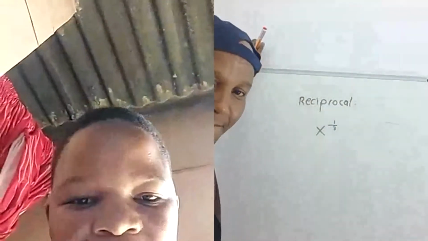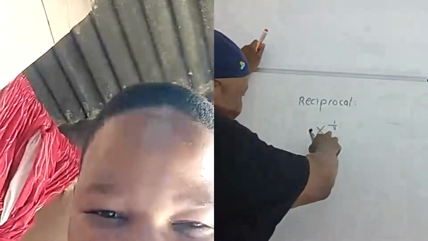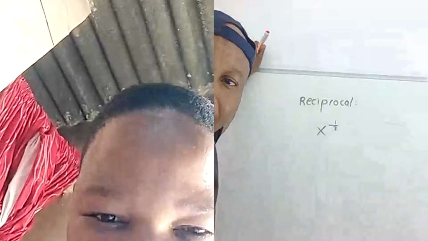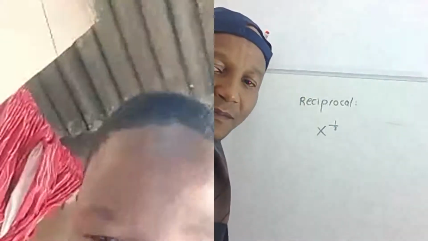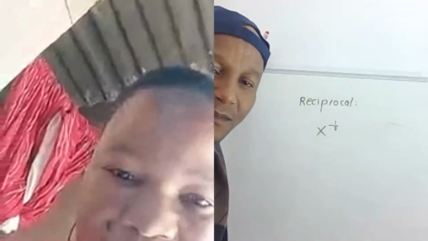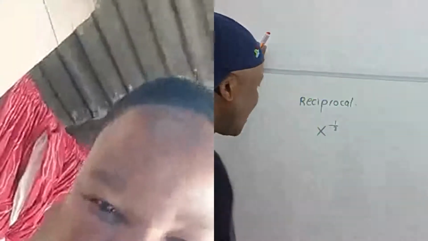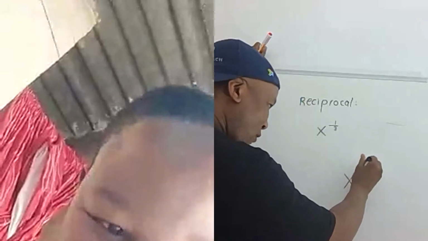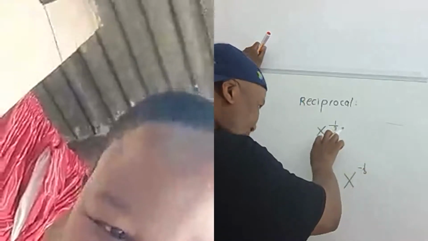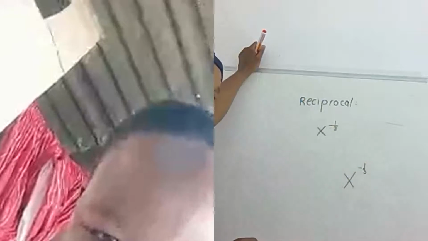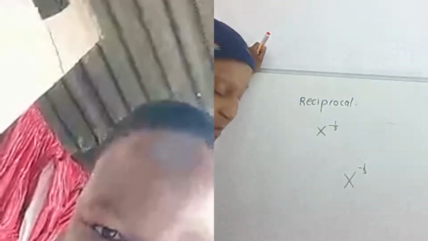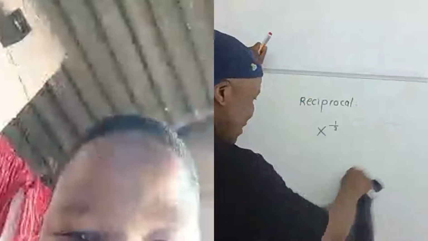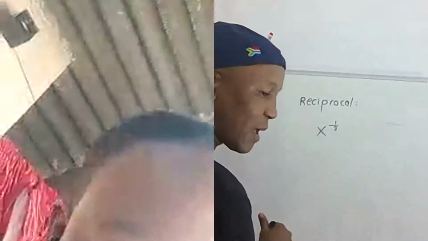X minus 1 over 2. Excuse me? X power minus, is it x minus 1 over 3, over 2 or 3? It's not minus, it's x power -1/3. We call it x power -1 over 3. Negative. Yes. Okay. So how do you reciprocate?